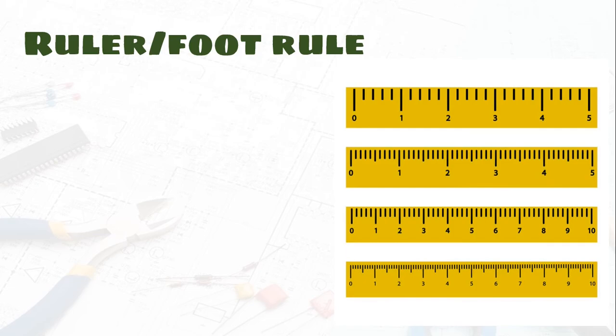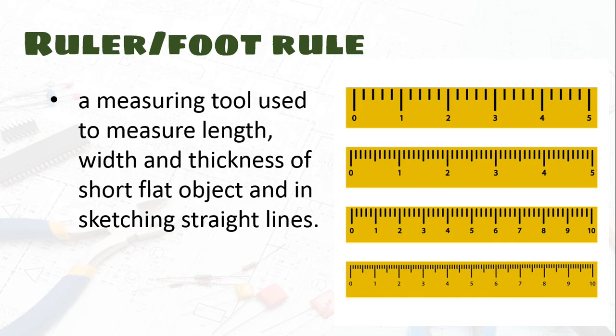Next one, yan, familiar tayong lahat dyan. Ang tinatawag nating ruler, or the other term is the foot rule. Okay? So a ruler or foot rule is a measuring tool used to measure the length, the width, the thickness of short flat objects, and in sketching straight lines. Okay? So madalas ginagamit natin ng ruler kapag tayo ay nagdo-drawing na ng electrical plan or ng diagrams, wiring diagrams. So yan ang purpose ng ruler sa electrical.